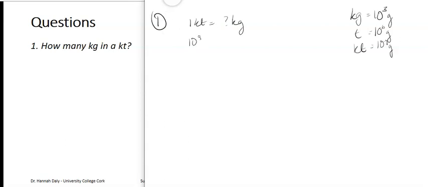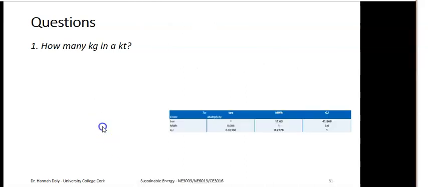10 to the 9 grams equals how many? 10 to the 3 grams. So the answer equals 10 to the 9 minus 3, equals 10 to the 6 grams. So equals 1 million. So that's your answer for question 1. So there's 1 million kilograms in a kiloton.